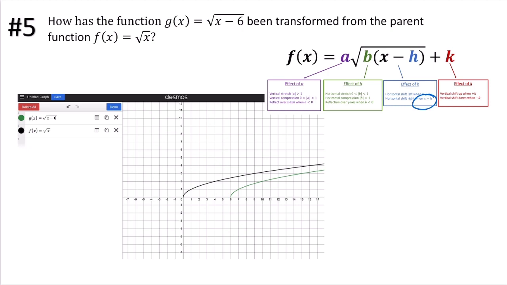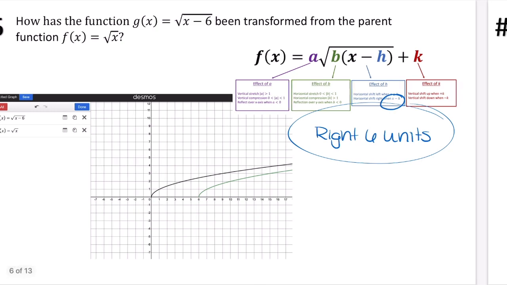So that x minus h is going to be a shift right 6 units. Remember, you can always graph a transformed function and the parent function in Desmos to compare also. Here in black, you have the parent function, f of x equals the square root of x. Notice that the green, the transformed function, is shifted to the right 6 units.